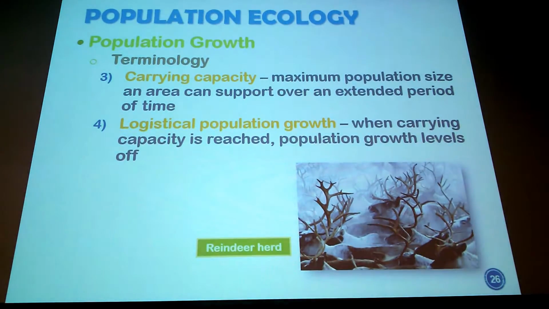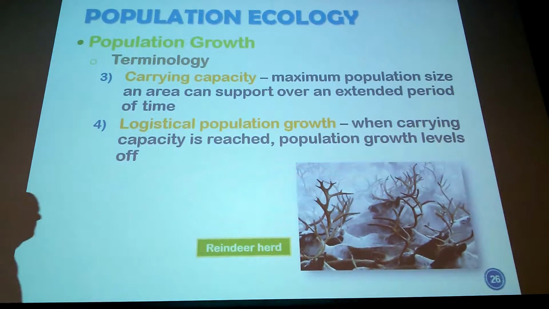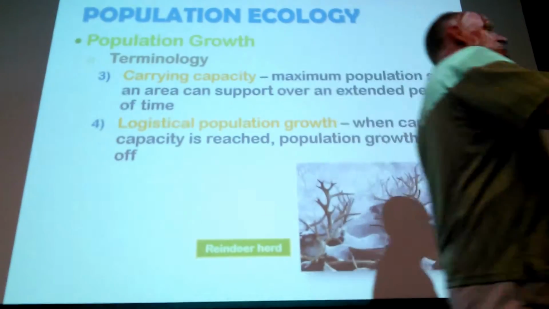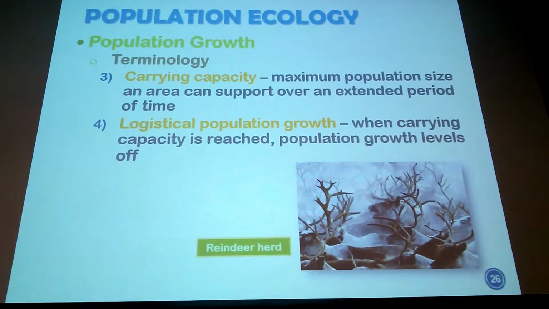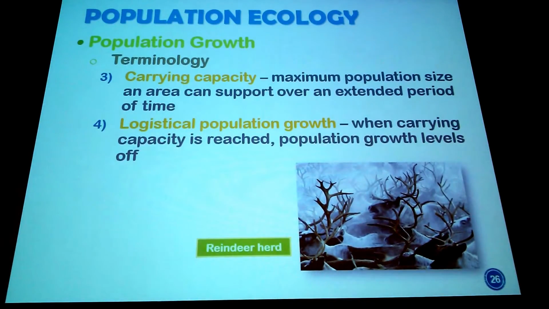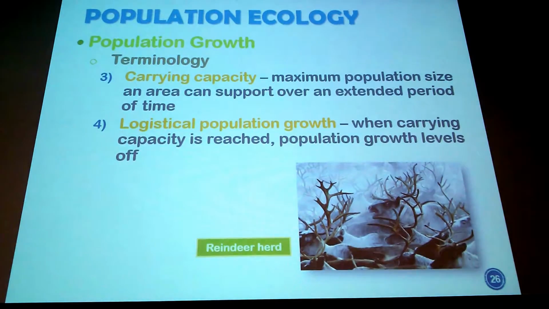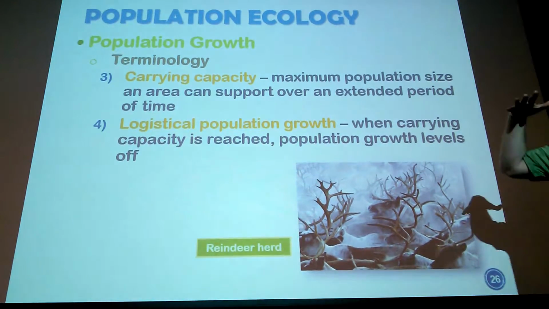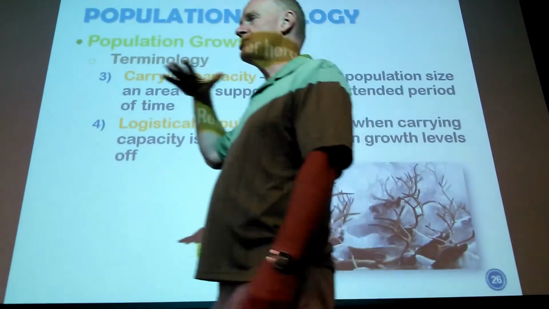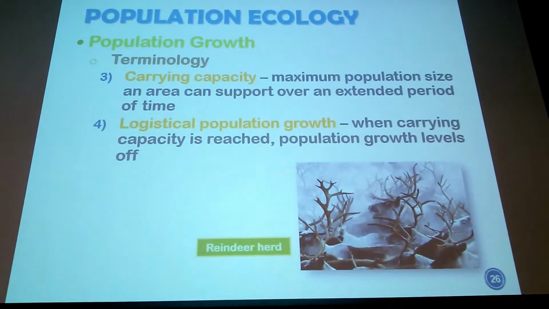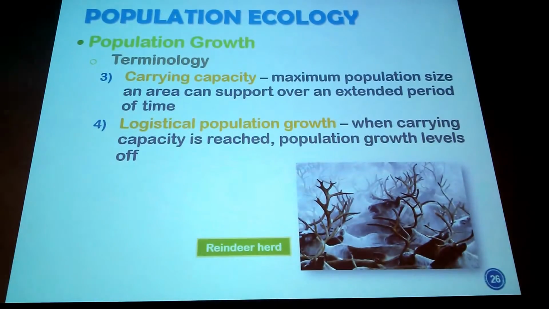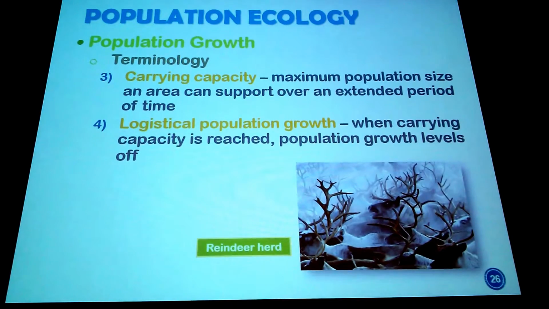Logistic population growth: when carrying capacity is reached, population growth levels off. Organisms move into a new area, and there are all these untapped, unlimited resources, and they start to exploit them. Their population increases, but before the resources are gone, the population starts to level off. That's logistic population growth.